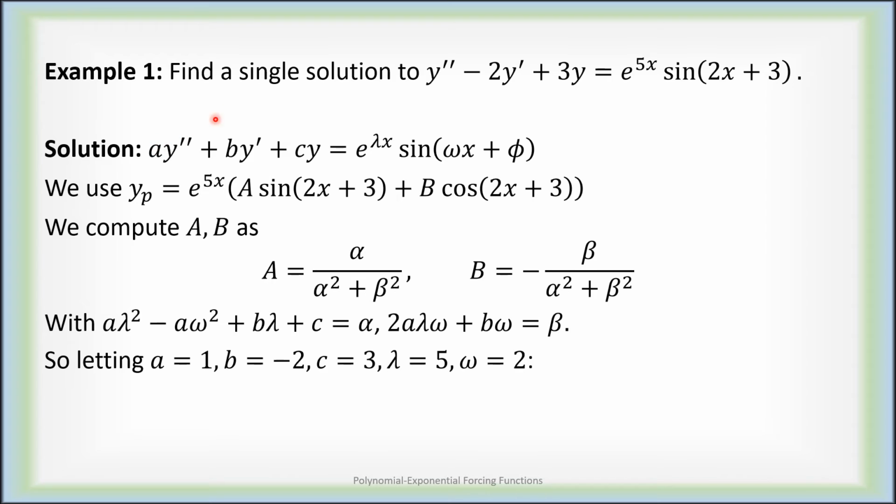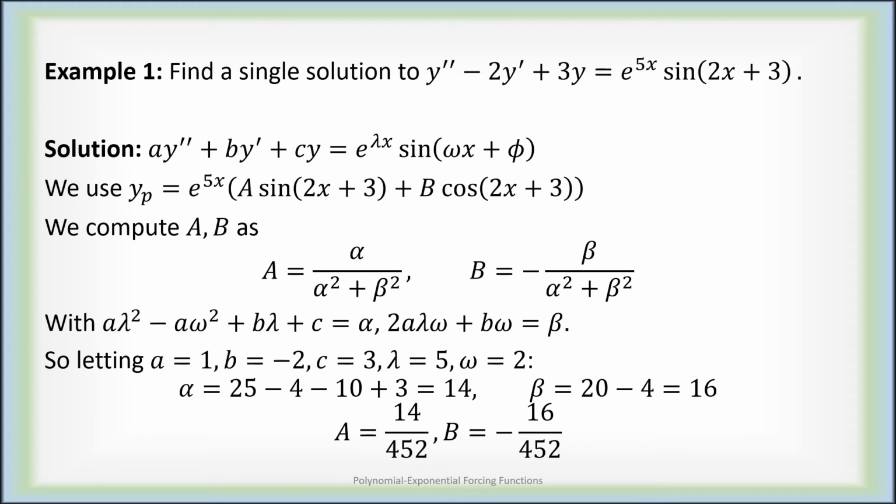a, the coefficient on y double prime, is 1. b, the coefficient on y prime, is negative 2. c, the coefficient on y, is 3. As we've already mentioned, lambda is 5 and omega is 2. And that allows us to compute alpha and beta. And once we've computed alpha and beta, we can compute capital A and capital B. So alpha is 14 and beta is 16, which makes capital A 14 over 452 and capital B negative 16 over 452. And now that I know capital A and capital B, I simply take those back up here to get my particular solution.